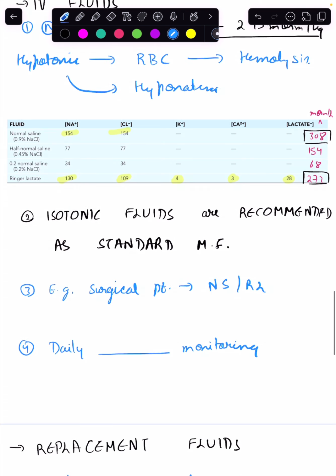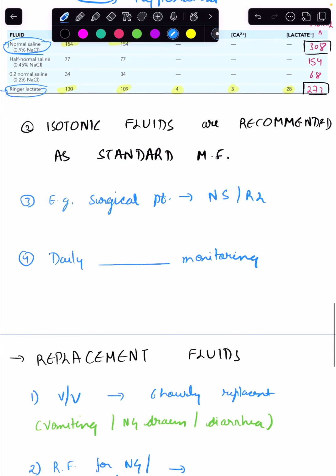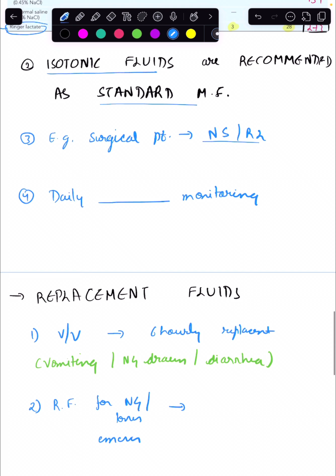So these are the different fluids which are available. We have 0.9% normal saline, Ringer lactate. Both of these have osmolality close to the plasma osmolality. So this is what is written: isotonic fluids are recommended as standard maintenance fluid. In surgical patients, we prefer NS or RL. Otherwise, we can also use DNS. Daily electrolyte monitoring should be done if the child is receiving more than 50% maintenance fluid.